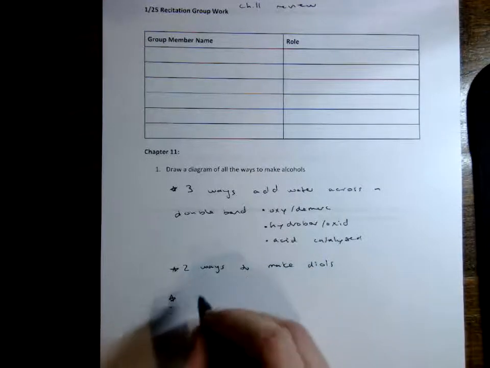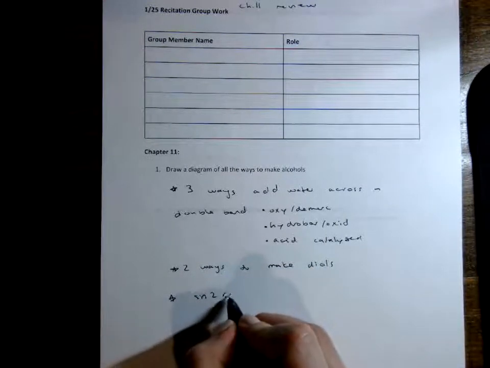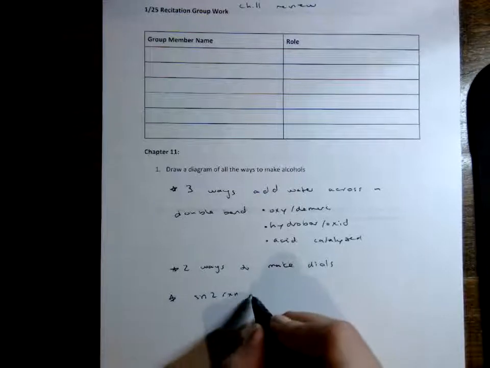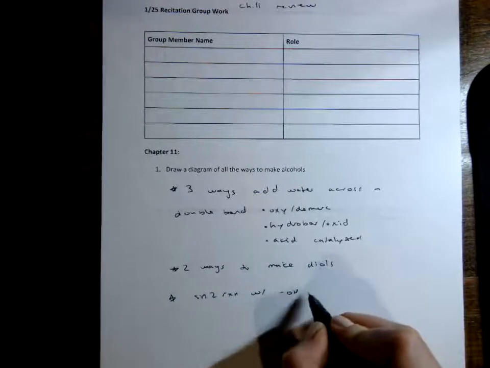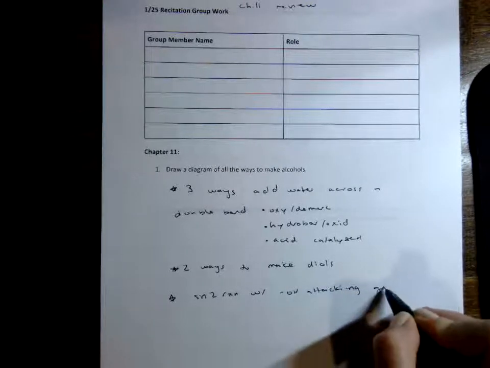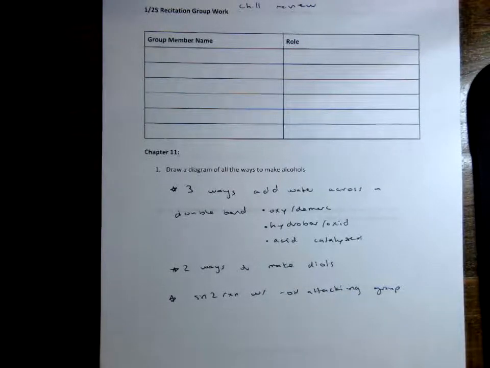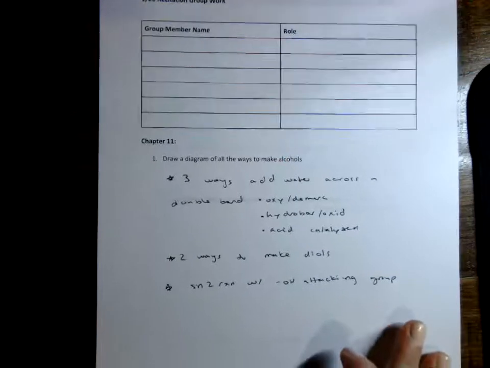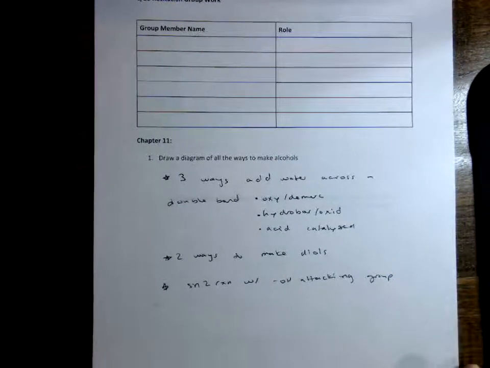And then you can do an SN2 reaction with OH minus as the attacking group. And those are kind of the biggest ones that it's important for you to remember from Chapter 11.